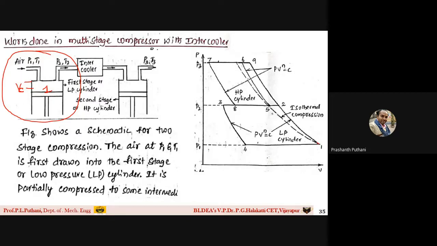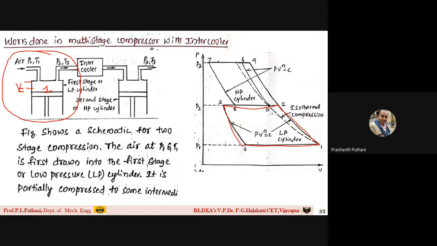Please observe here. This is 1 to 2 isothermal compression, constant pressure delivery, and again reaching back to position number 1. This is the first cylinder.